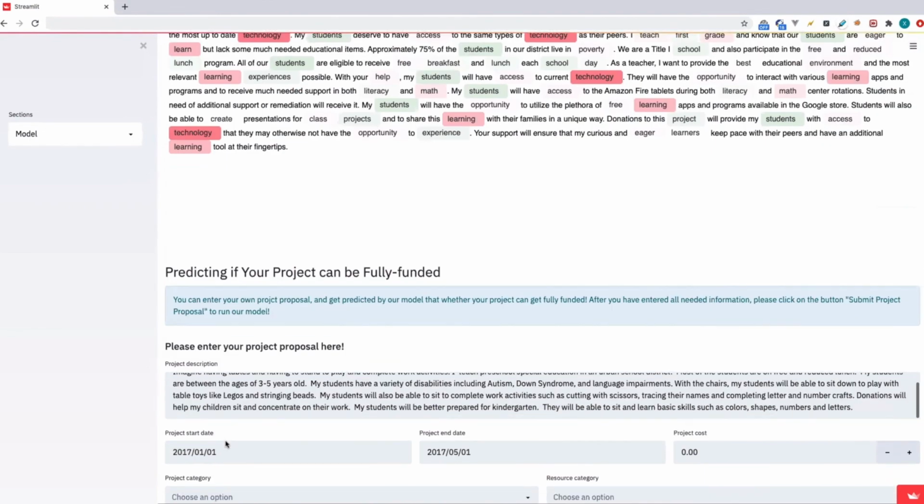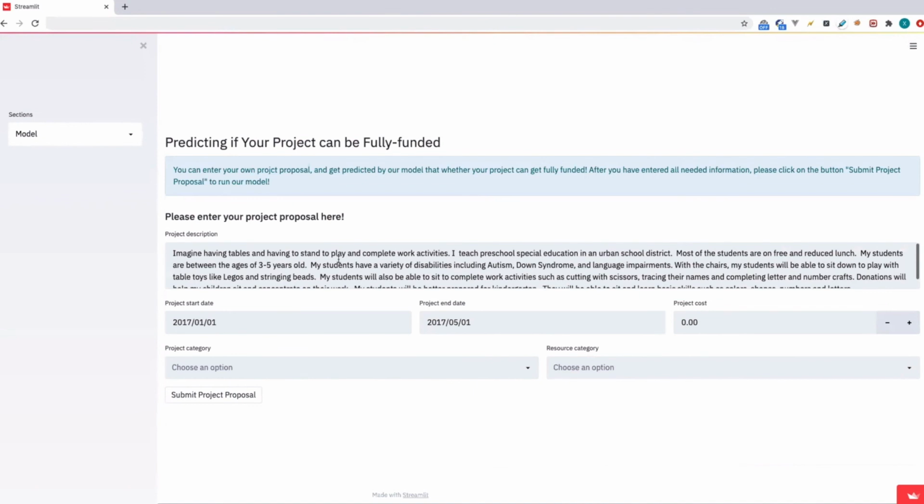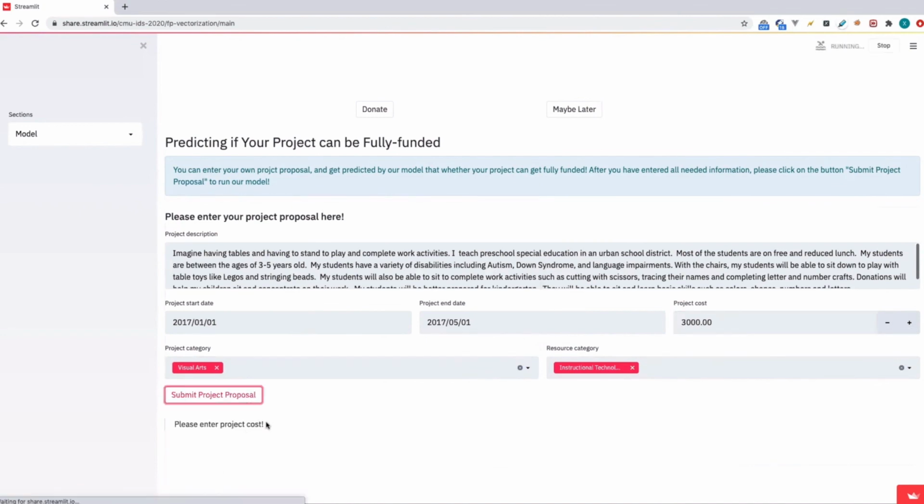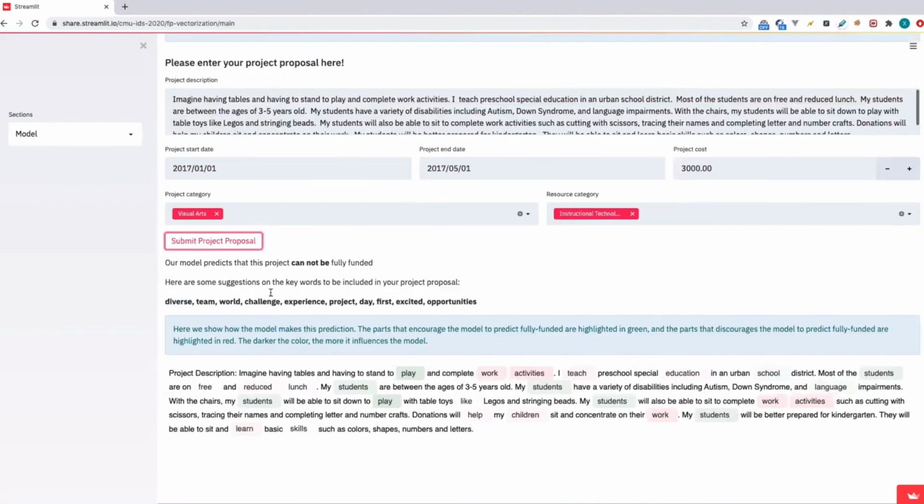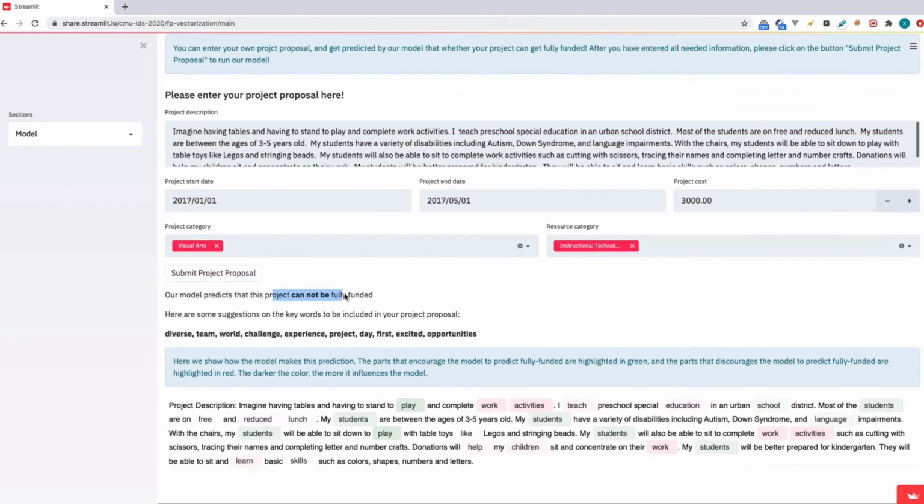And in this last section, we allow users to input their own project description and get a result from the model. If the model predicts that it cannot get fully funded, we will provide suggestions on what words to include in order to improve the project proposal and increase the probability of getting fully funded.